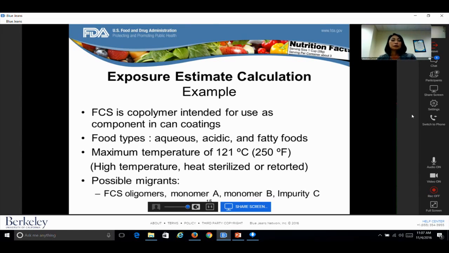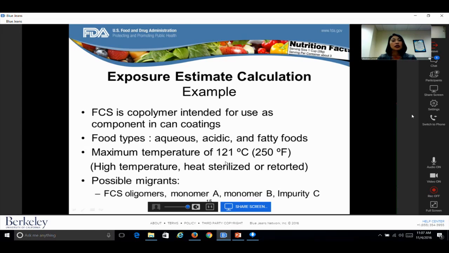So to try to make all that information fit into a picture, I wanted to give you an example. For example, a food contact substance is a copolymer intended for use as a component in can linings. The notifier has to give all this information. The notifier gives us the information that it is intended to come in contact with aqueous, acidic, and fatty foods, and it's intended for condition of use A, which is high heat sterilize and retort, and the maximum temperature would be 121 degrees C.